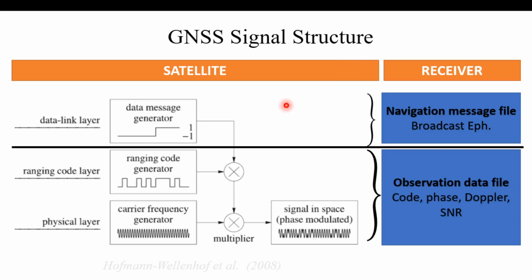All GNSS systems produce such type of satellite signals, and these signals generically contain 3 layers. In the first layer, the navigation message file is stored, and in the second and third layers, the observation data are stored.